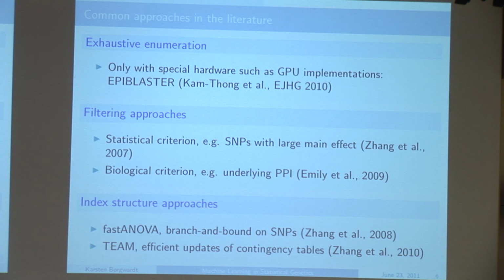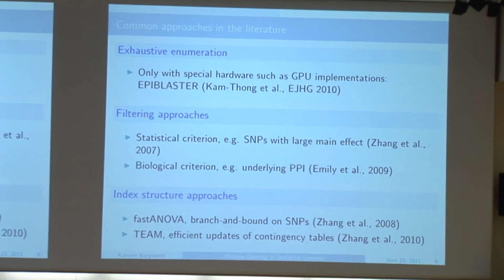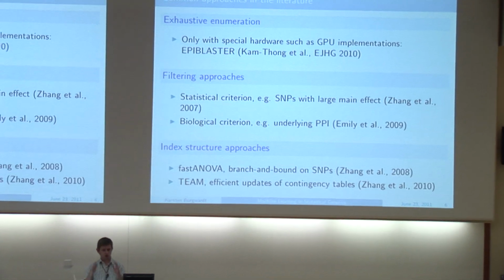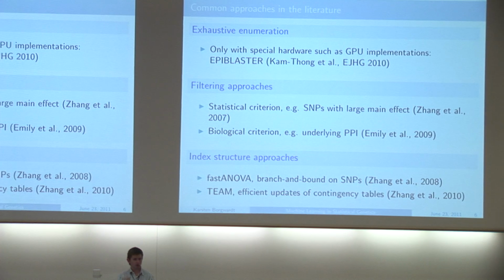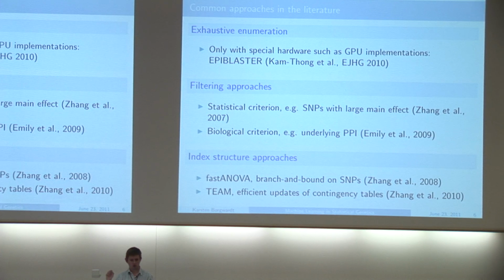Now, if you really go to a genome-wide scale, where you have 10 to the 5 or 10 to the 7 SNPs, then exhaustive enumeration without special hardware is not an option. Therefore, so-called filtering approaches have been developed. They are also called two-stage approaches, which describes the way they work quite well. In a first step, you reduce your set of SNPs by a filtering criterion. In your second step, you then just look at those pairs of SNPs where each of the two SNPs passed the filter you defined before.